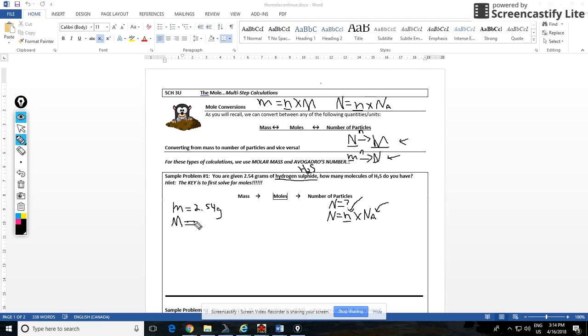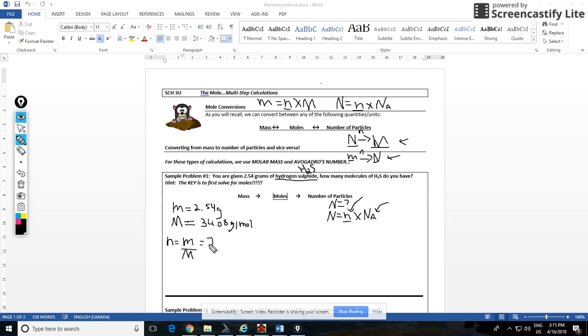If you go in your periodic table, you can find the molar mass of hydrogen sulfide, which is 2 times 1.01, because there's 2 hydrogens, plus 32.06, because there's 1 sulfur. And so the molar mass of hydrogen sulfide is 34.08 grams per mole. And so what I can do now is, because I have my mass and my molar mass, convert the mass to moles using my mass divided by molar mass formula.